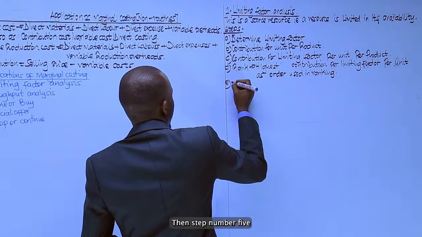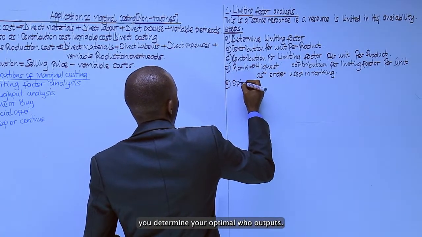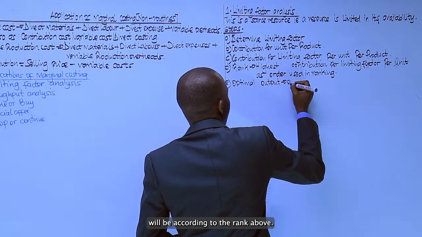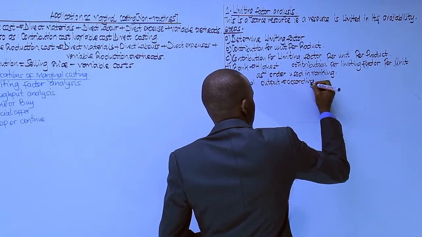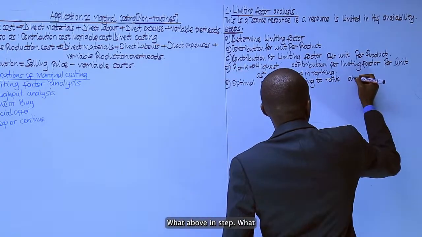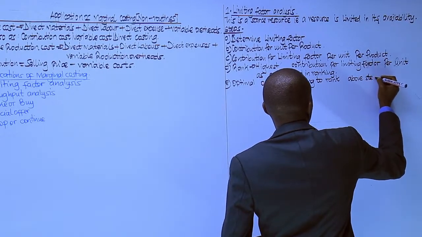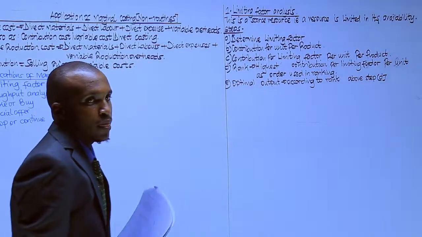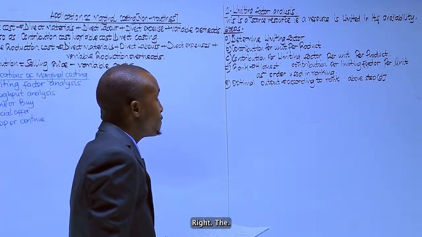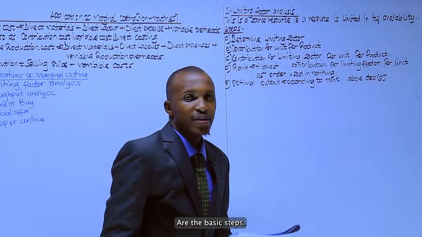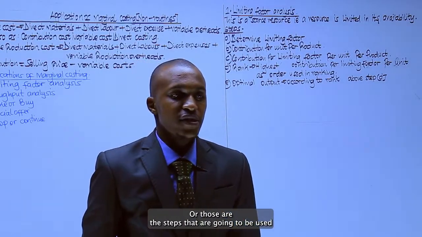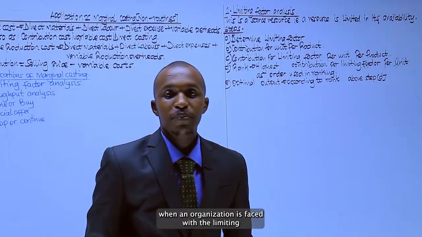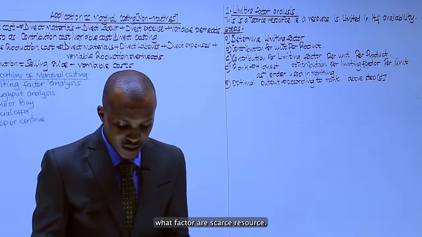Then step number 5, you determine your optimal output. And this optimal output will be according to the rank above, in step D, this step here above. Right. Those are the basic steps that are going to be used when an organization is faced with a limiting factor, a scarce resource.